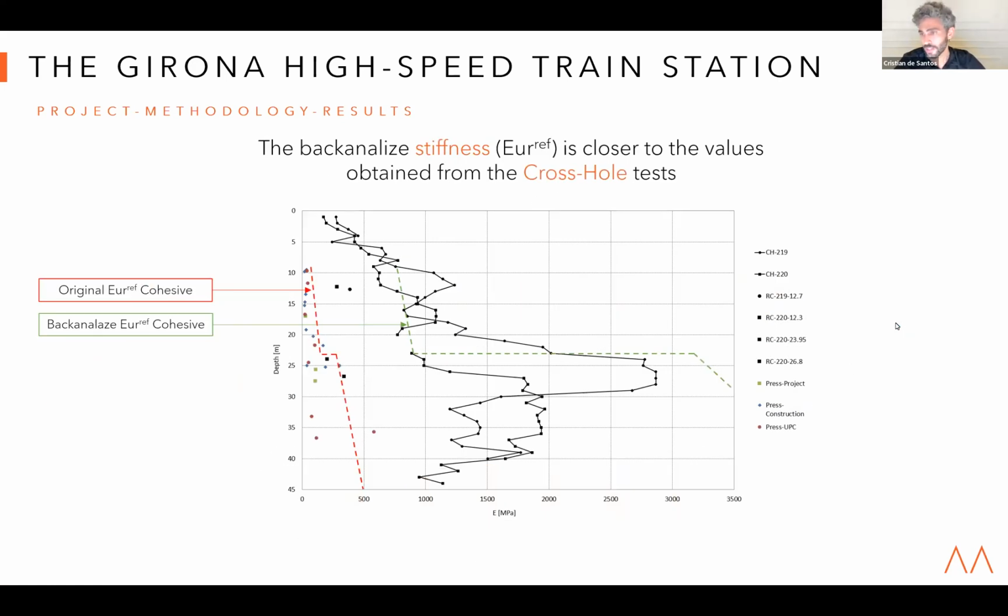Actually, of course, we checked the parameters that we obtained from the back analysis, and the thing was that the parameters obtained from our back analysis were closer to the results that we obtained from cross holes, which are a technique to evaluate the stiffness with low range of deformations, which was what we had in our project.